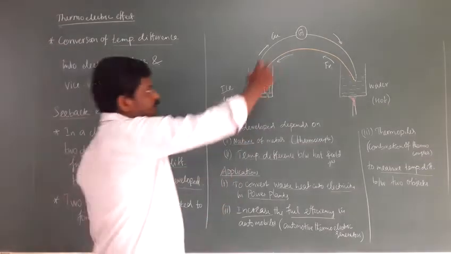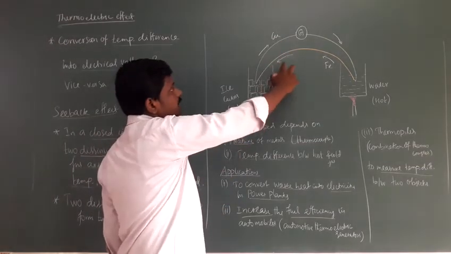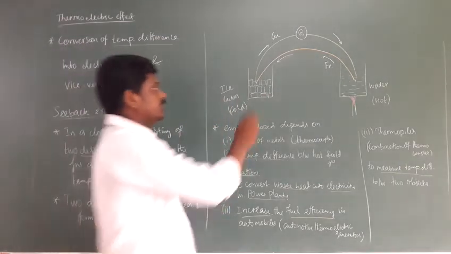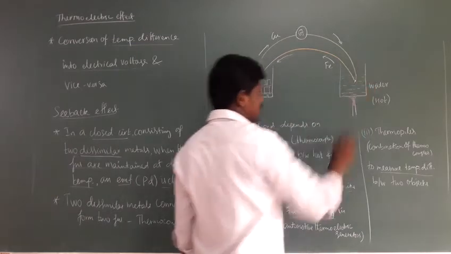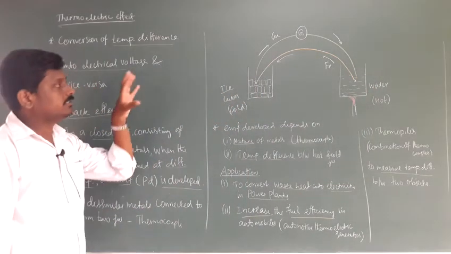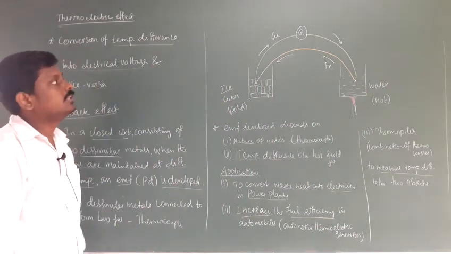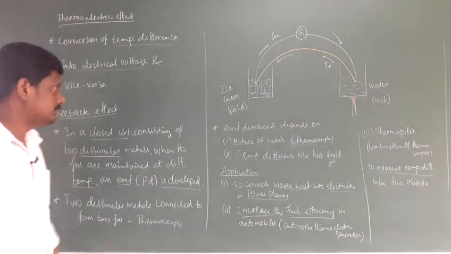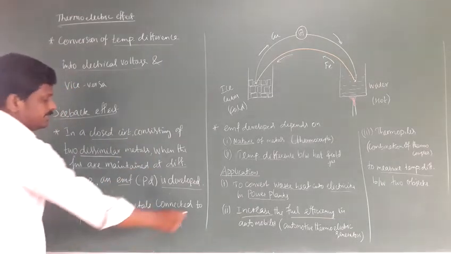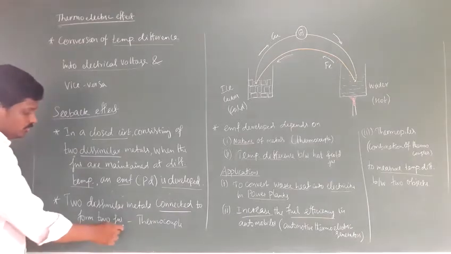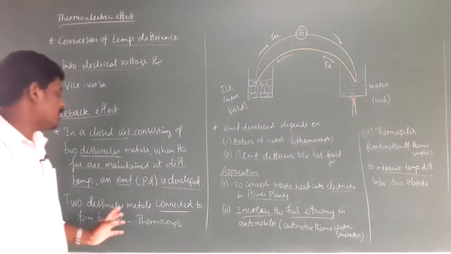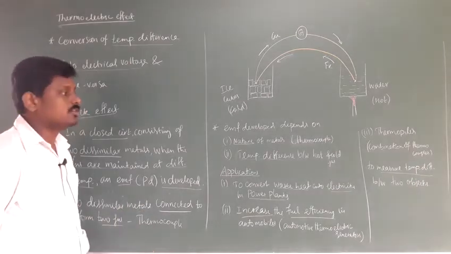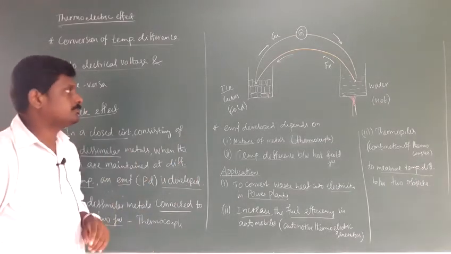When the copper rod and iron rod are connected, we get one junction. This is also called a thermocouple. Two different metals connected to form two different junctions are called a thermocouple. A combination of thermocouples is also called a thermopile.